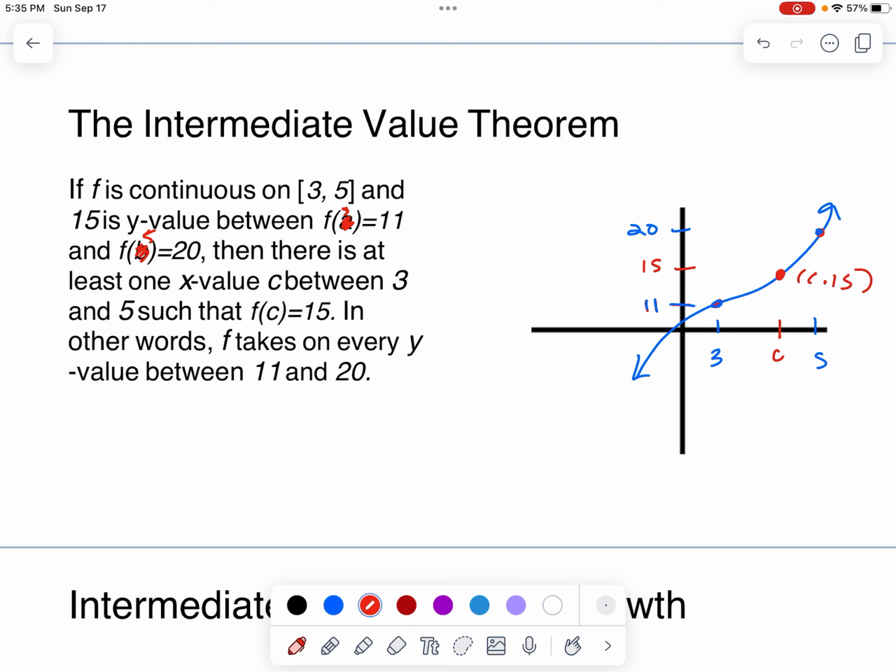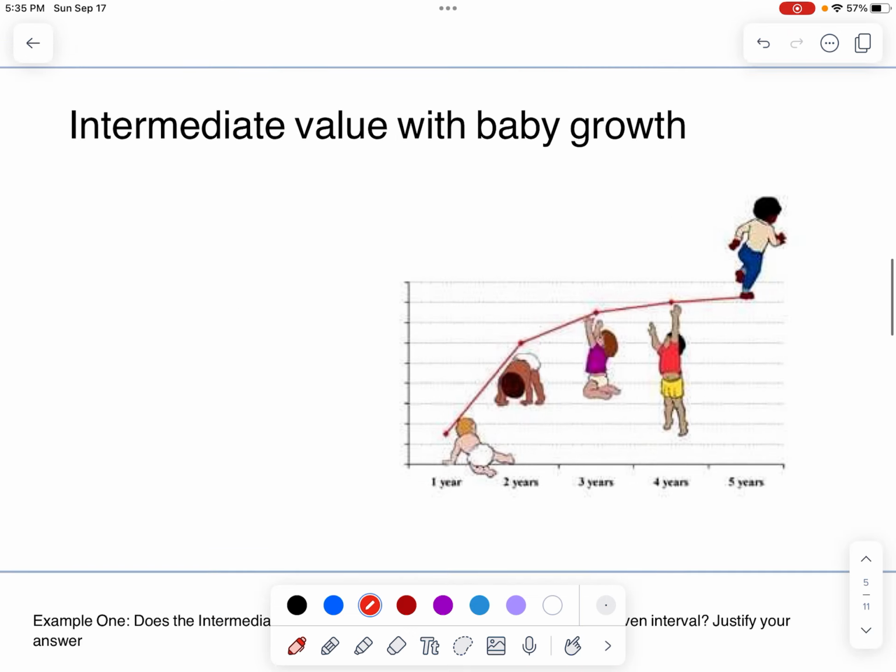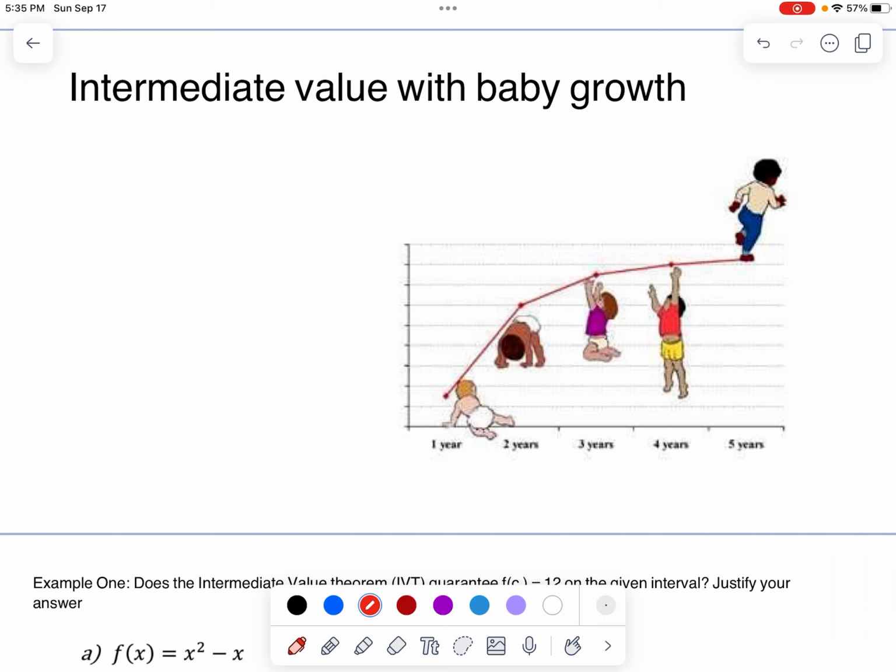One more time, I'm going to show you an example with some baby growth. Because if you look at this graph right here, let's say that this baby at 1 year old is 29 inches tall. And let's say that this child at 5 years old is 43 inches. And so this is just a graph that kind of displays on average how a child's height changes within their first 5 years of life.